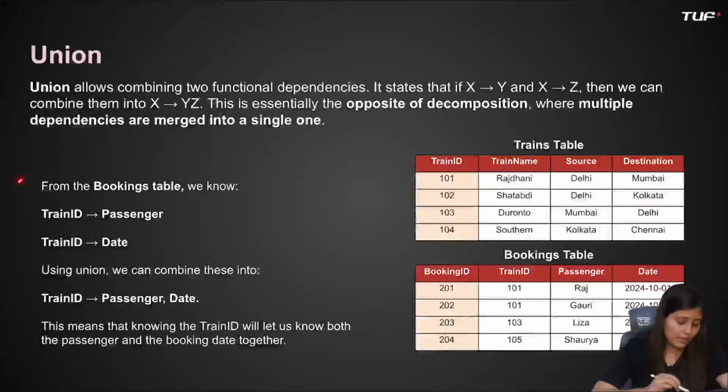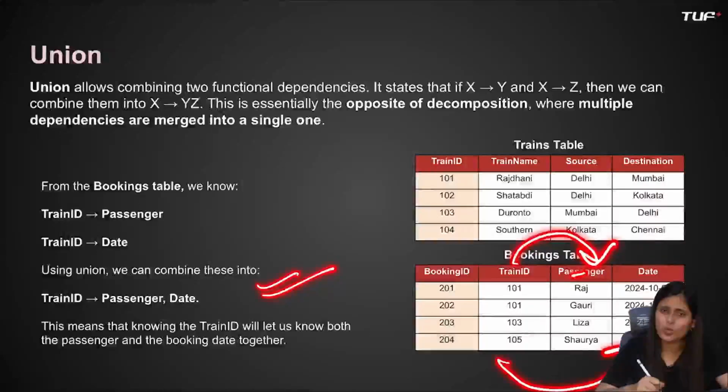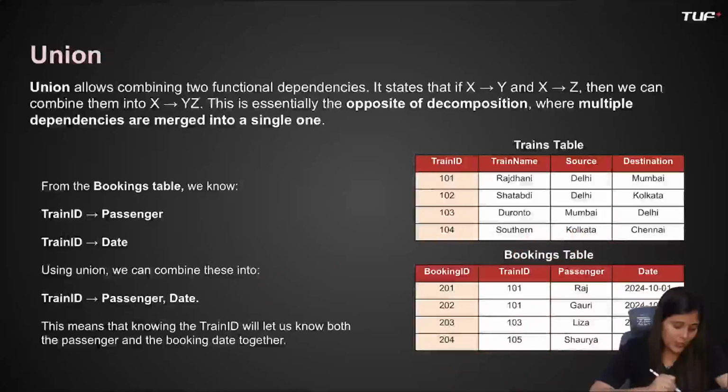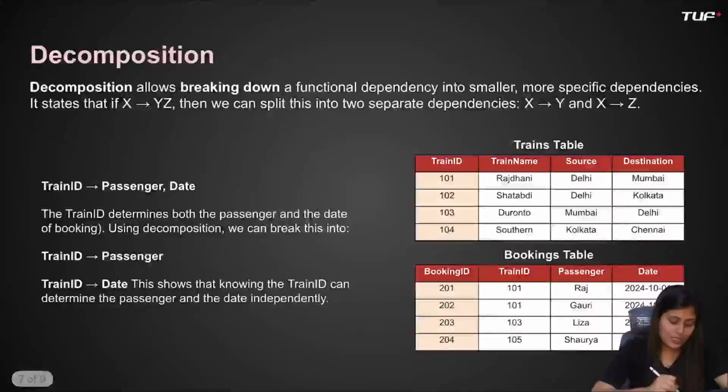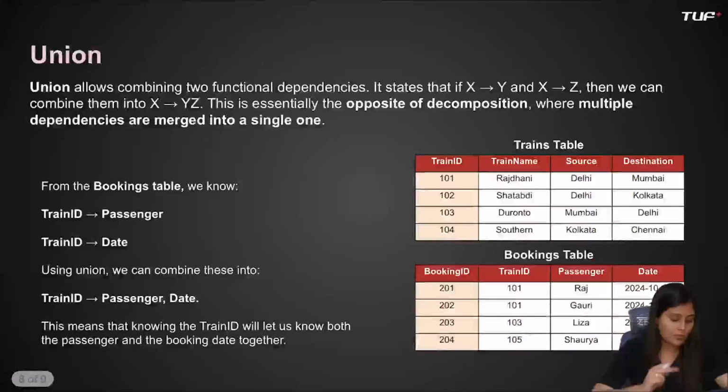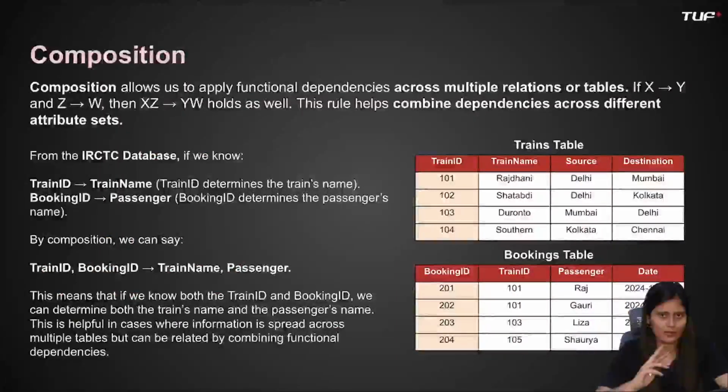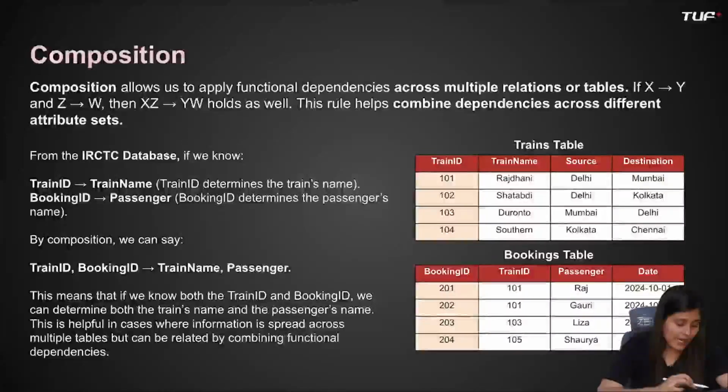So from the booking table, we know that train ID defines passenger, okay, and train ID defines date, okay. Now we can say that union of this, it's totally opposite to decomposition, that train ID can define passenger along with the date together. This means that knowing the train ID will let us know both together, and in decomposition it was independently. Okay, so both are same, but one is breaking down the table and one is integrating, making them union back.